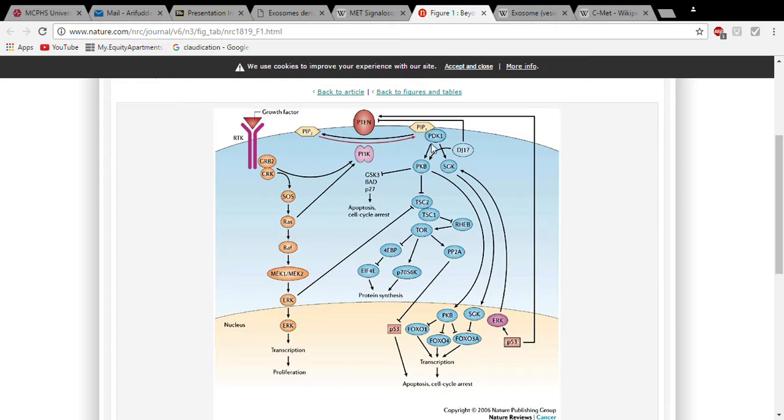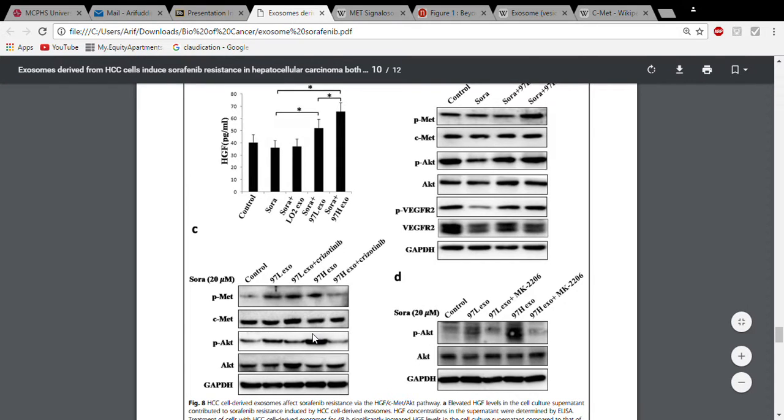AKT gets phosphorylated by PDK because there's more PIP3, and that was because of the PI3 kinase. And then you can see over here that AKT goes into a whole bunch of actions, most of them relating to cell growth. So when AKT goes active, the cell basically goes into a growth phase. It's a growth helper, it's not a growth inhibitor. So back to the figures right here.